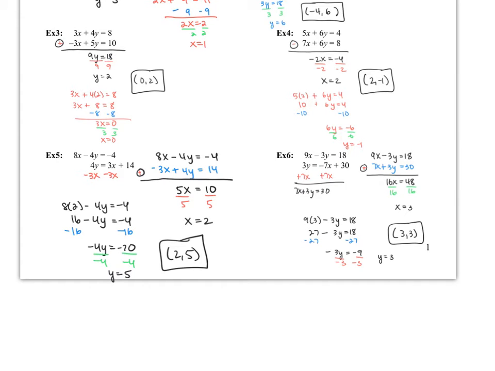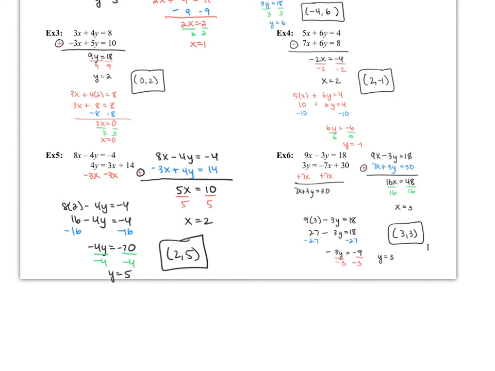On example 6, I'm going to keep the top equation the same, and then to line up the bottom equation, I would add 7x to both sides. When rewriting this in xy format, I would go 7x plus 3y equals 30, and then a negative 3y and a positive 3y I can eliminate by adding. 9x plus 7x is 16x, 18 plus 30 is 48, divide both sides by 16 to get x equals 3.